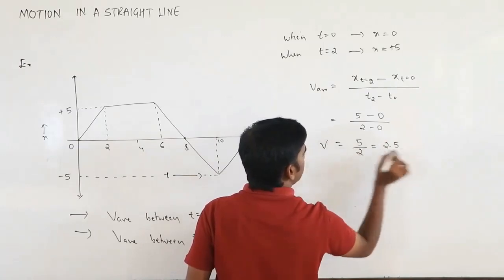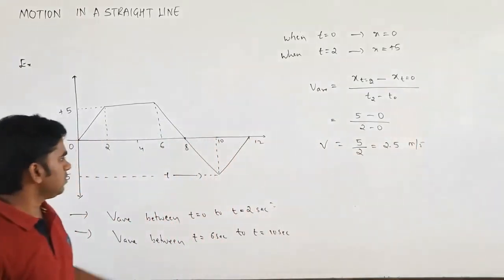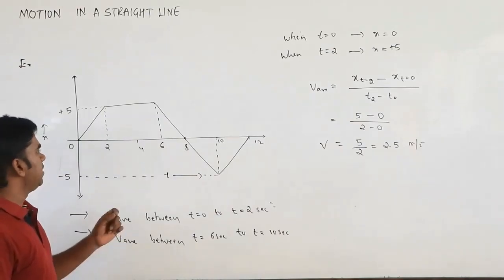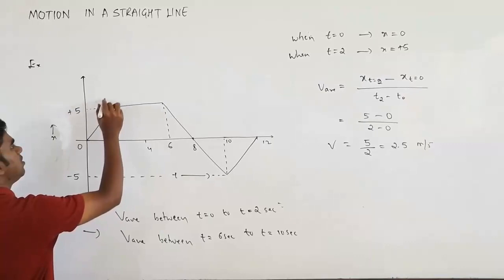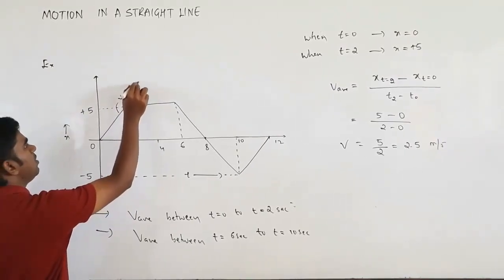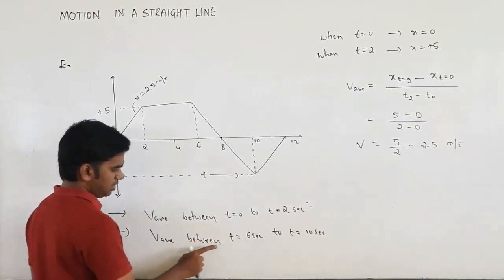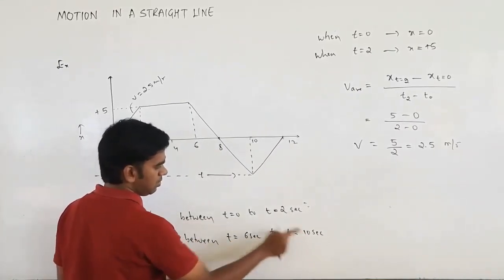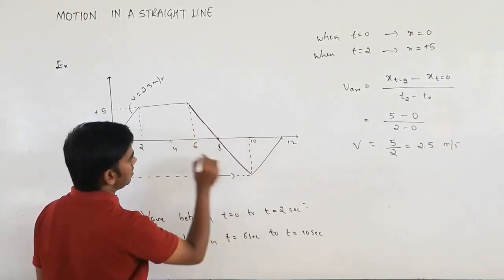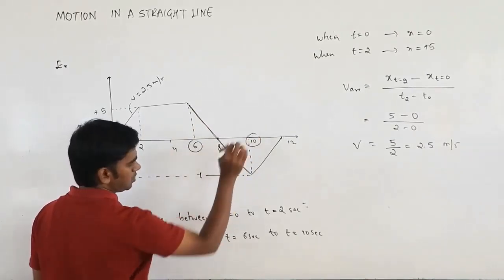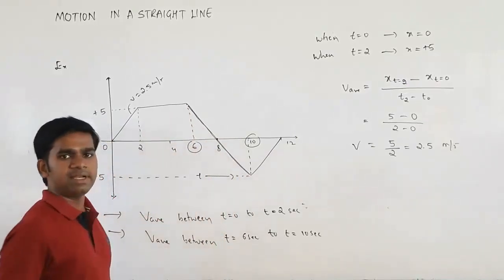Velocity is 2.5 meter per second. Okay, so you got the velocity here. In this, velocity is going to be 2.5 meter per second. Now what they are asking is the velocity between t equals 6 to t equals 10 seconds, means from here to here. Over this journey they are asking what is the average velocity.